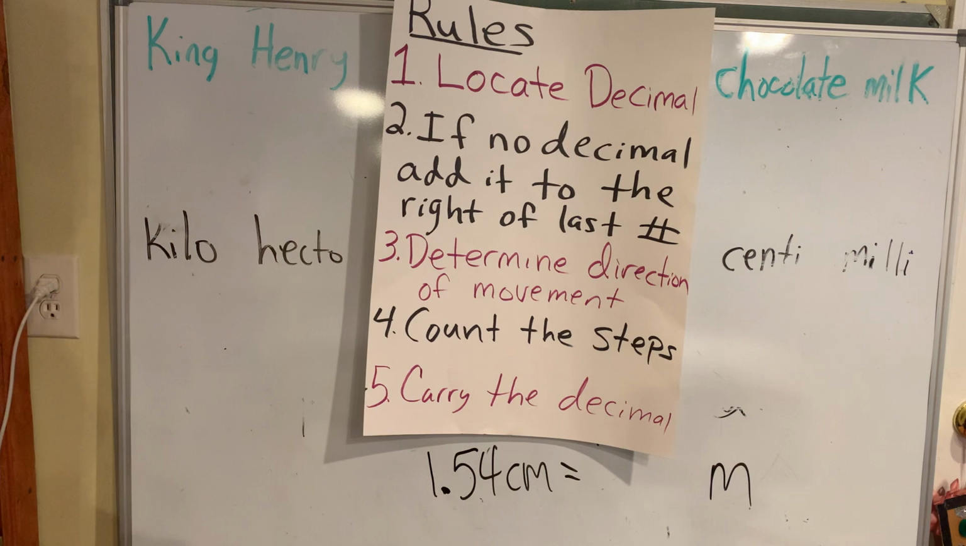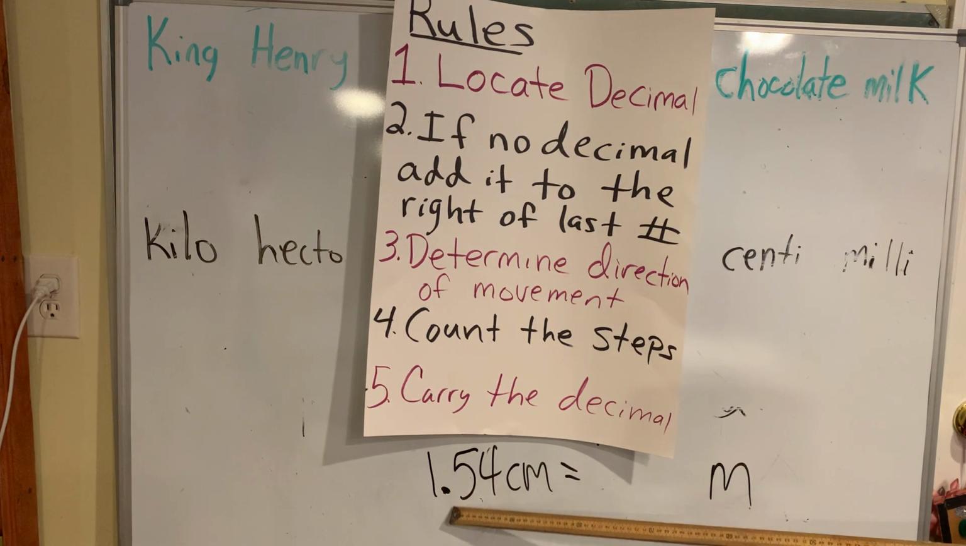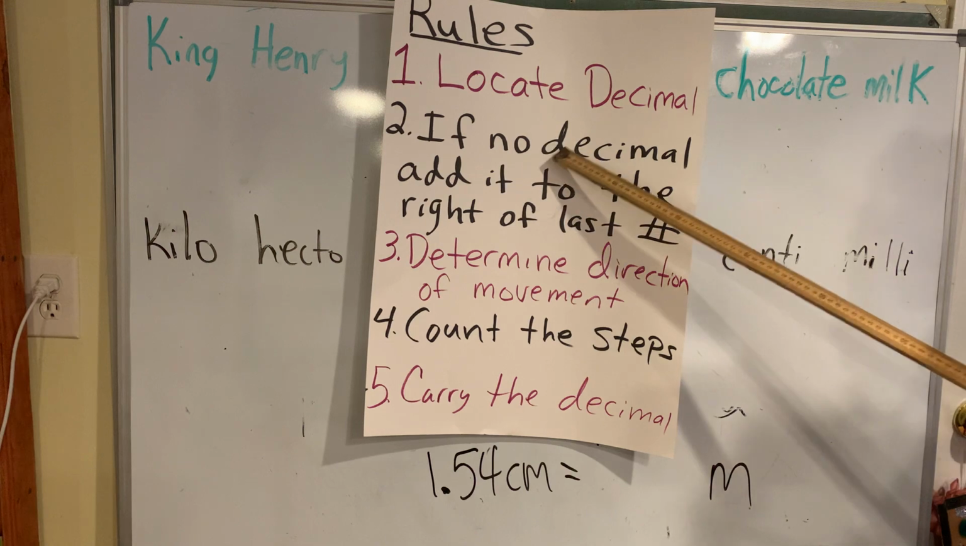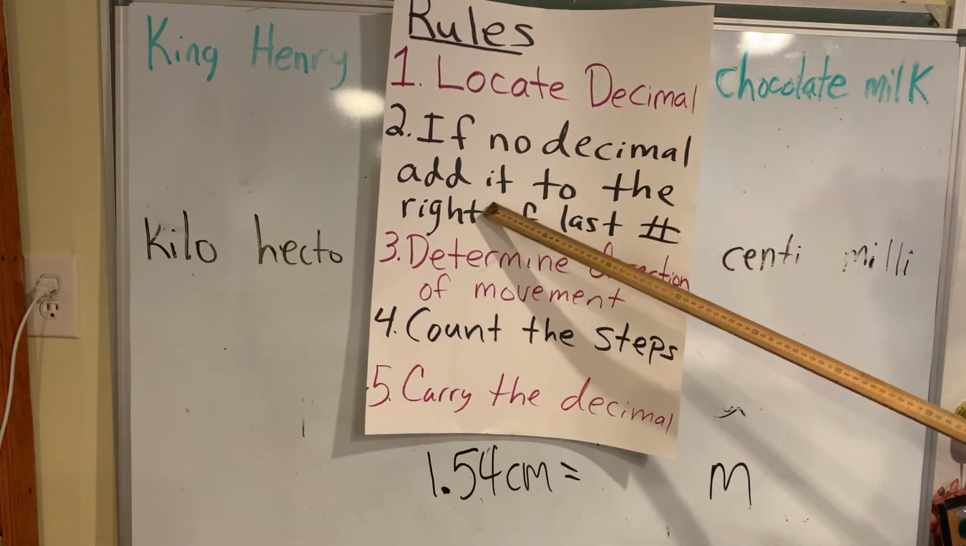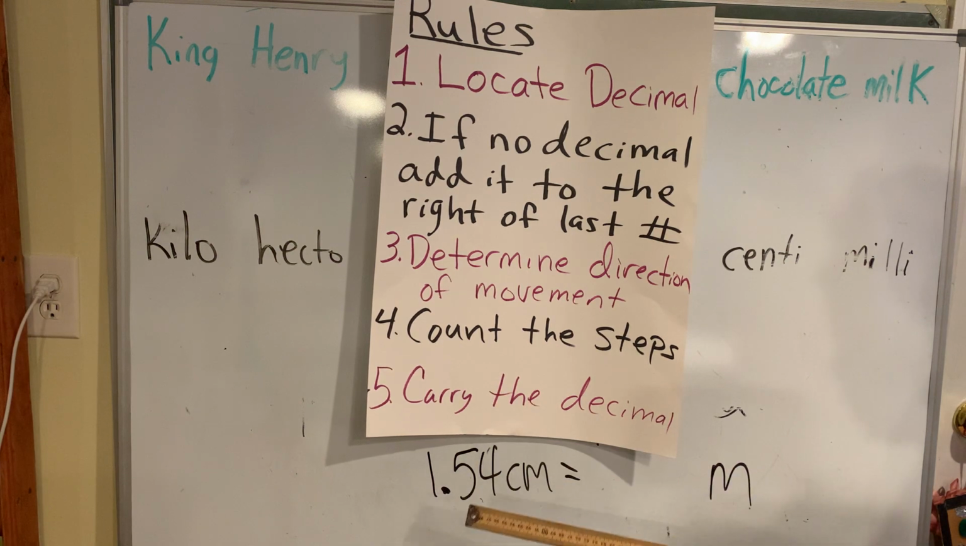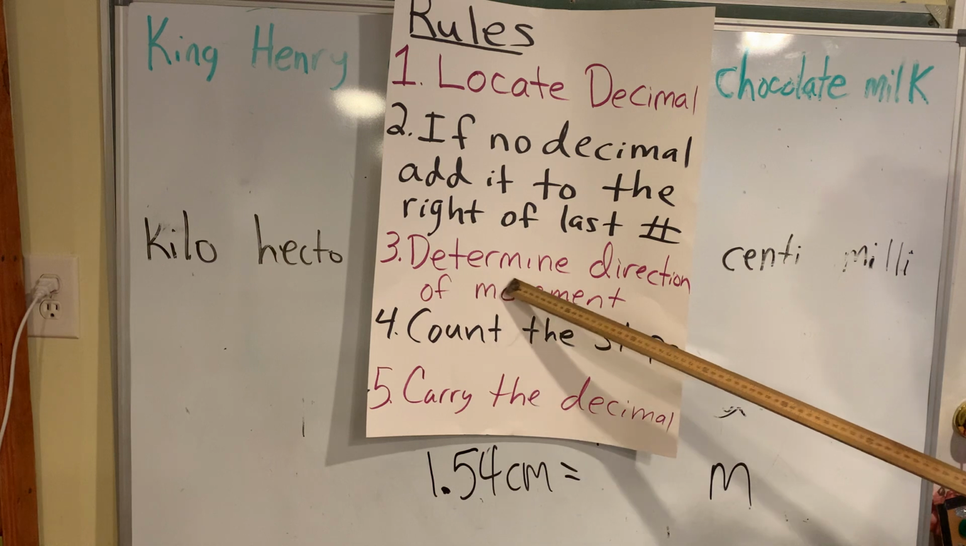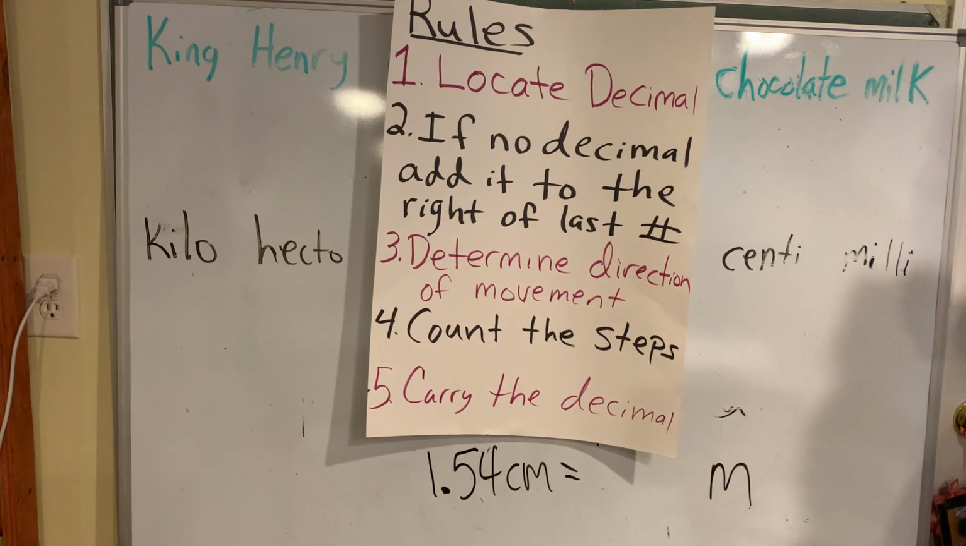So the first rule says locate the decimal. Where's my decimal? It's right here. See that? I'm going to locate that decimal. If it does not have a decimal, you add it to the right of the last number. Well, it has one, so I don't need to add another one. Then I determine the direction of movement.